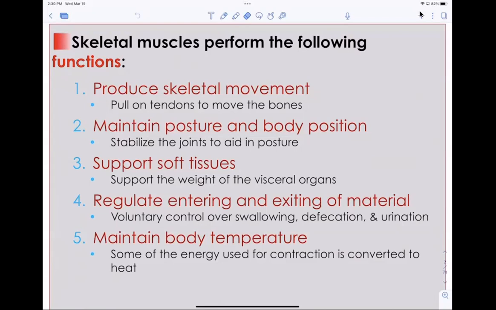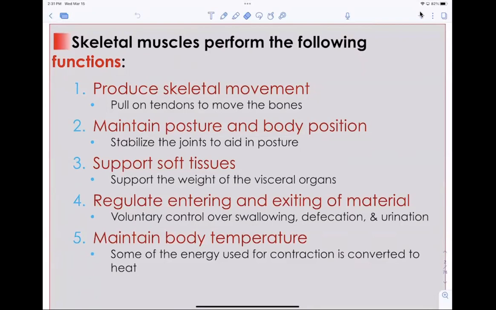It regulates the entering and exiting of material. Look, your urethral sphincter and your anal sphincter are skeletal muscles. Those are controlled by your somatic nervous system. You get to control those. That's a good thing. We don't want to be wearing diapers. So those are skeletal muscle, even though the internal components or muscle leading up to those sphincters could be smooth muscle.